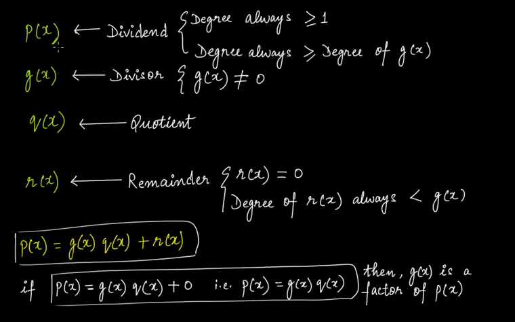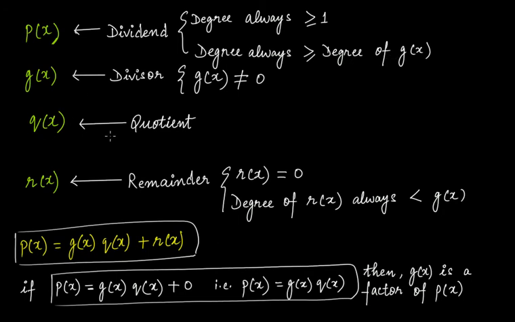Okay. So imagine that you have a polynomial p(x), that is dividend, whose degree is always greater than or equal to 1, right? And these points we discussed in earlier video tutorials as well. And its degree is always greater than or equal to the degree of g(x). What's g(x)? g(x) is the divisor, where g(x) cannot be a zero polynomial. p(x) is a dividend polynomial, g(x) is a divisor polynomial. The degree of p(x) will always be greater than or equal to 1, and greater than or equal to the degree of g(x).